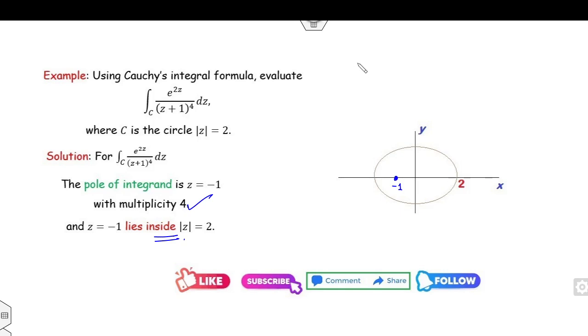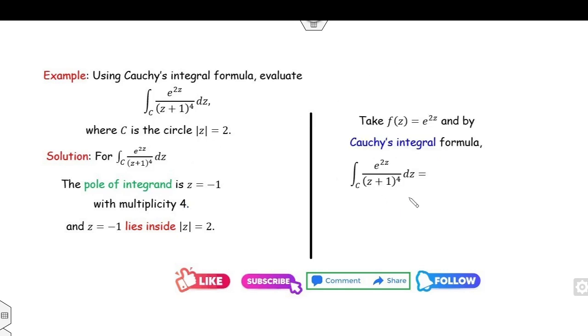Then you can find the value of the integration, with multiplicity 4. Find the coefficient except for this, what is your f(z)? f(z) is e raised to power 2z. So that will be 1 over (4 minus 1) factorial, the third derivative of f(z) at the value of the pole, multiplied by 2 pi iota. So your target is to find the third derivative of this e raised to power 2z.